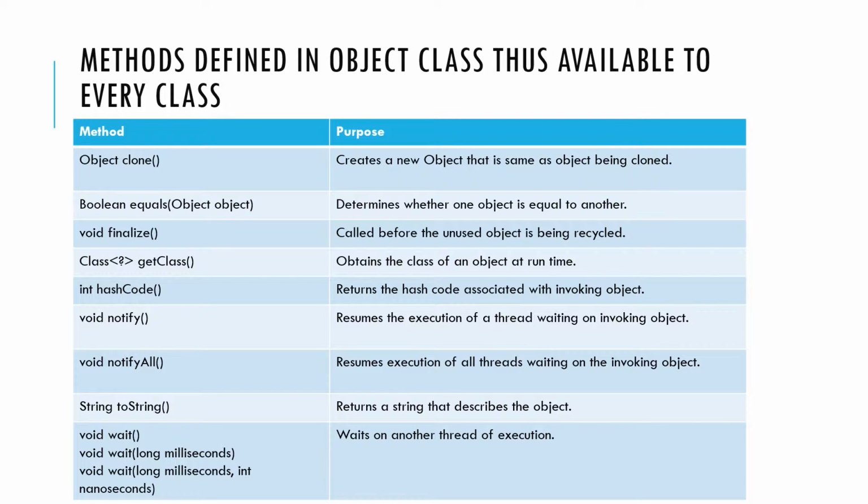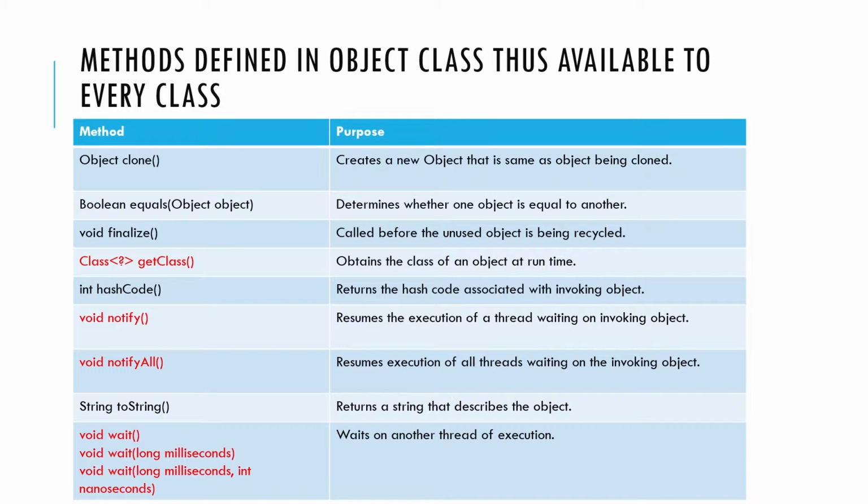Next are notify and notifyAll. These methods resume the execution of a thread. Next is toString, and this returns the string representation of the object. This method is implicitly called when the object is output in println. Overriding this toString method is very useful for debugging purposes. Next is wait, which waits on another thread of execution. Methods such as getClass, notify, notifyAll, and wait are final, so you cannot override them.